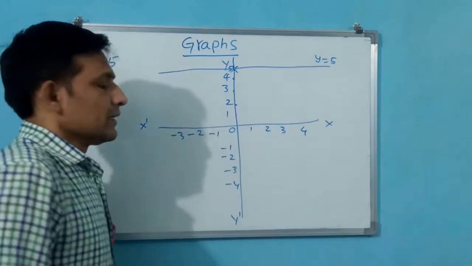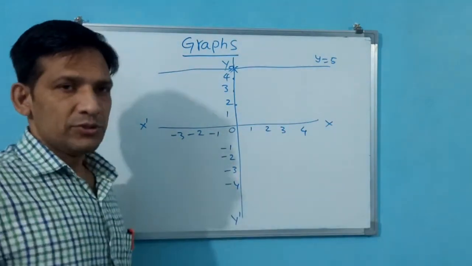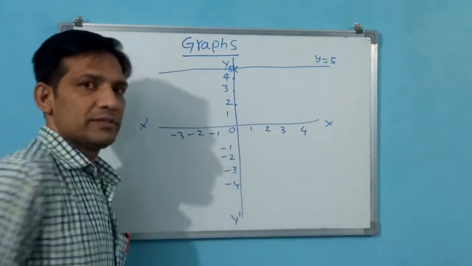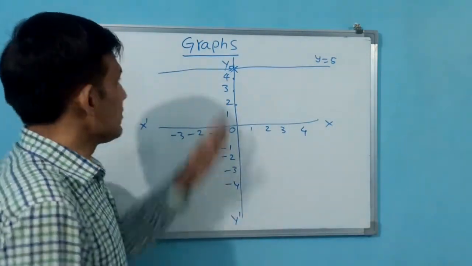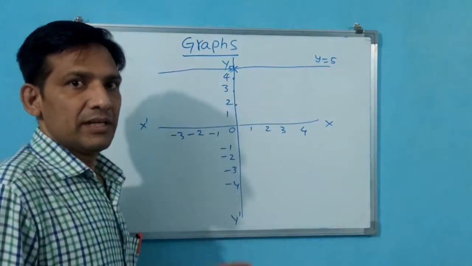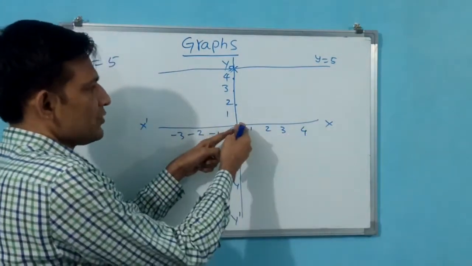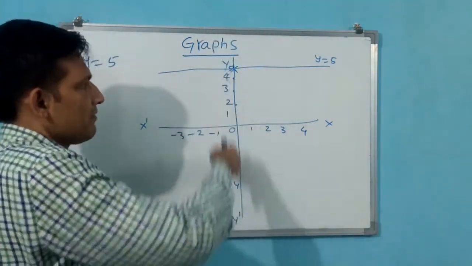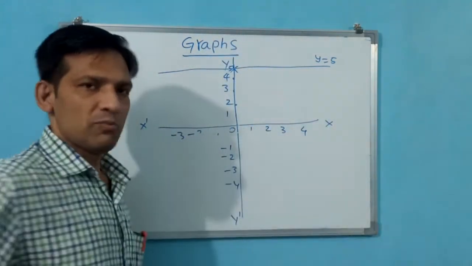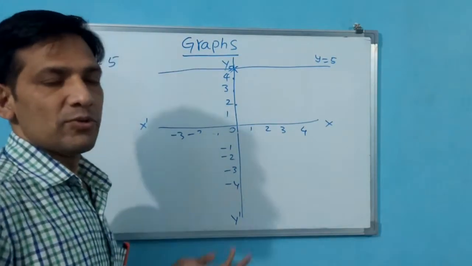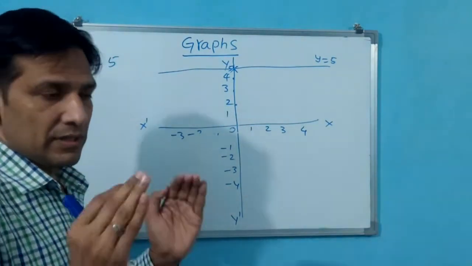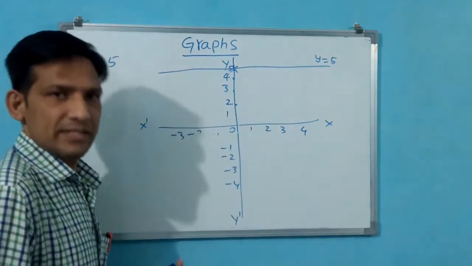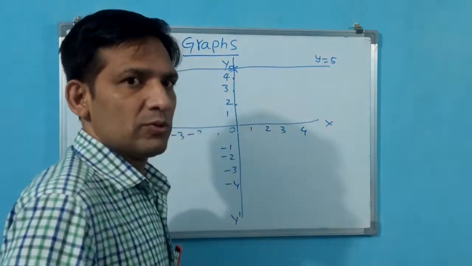If they ask you to draw x is equal to 0, x is equal to 0 is the y-axis line only. If y is equal to 0, y is equal to 0 is the x-axis only. Why? Because at 0 both are going to intersect. Then you have to take that point, x is equal to 0, y is equal to 0. Several such problems have come, and we will see them when we go to the chapters.